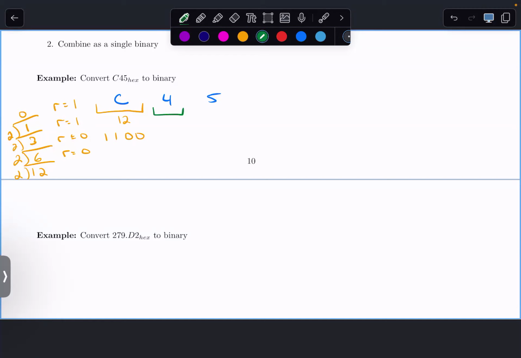You can confirm with that table if you want. 4 is at this point relatively easy: 0 1 0 0. Same with 5: 0 1 0 1. Putting me at 1 1 0 0 0 1 0 0 0 1 0 1 base 2.